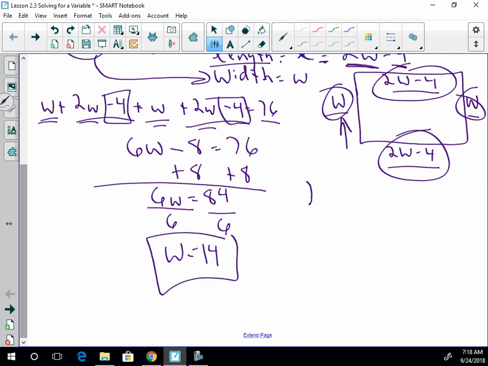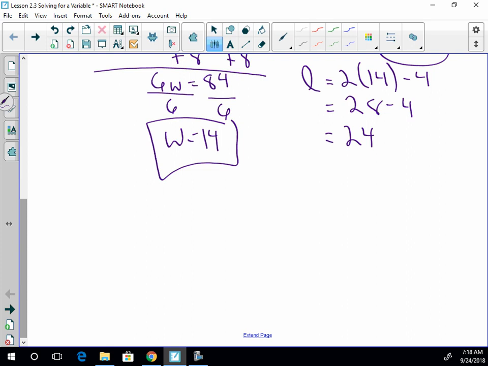In order to find the length, I have to substitute that in. So L, the length, is equal to 2 times that 14 minus 4. L is then equal to 28 minus 4. 28 minus 4 is 24. So I have a length, L is equal to 24 feet.